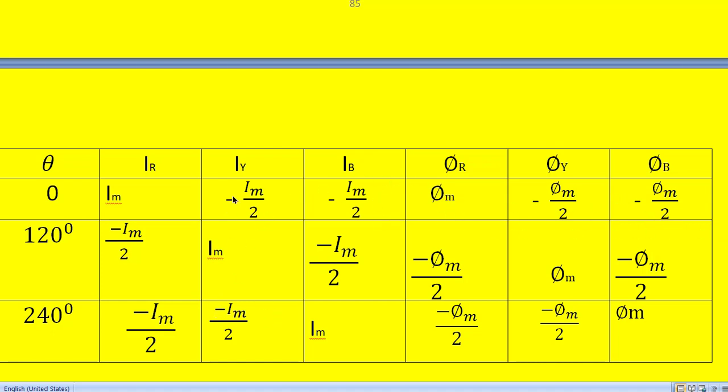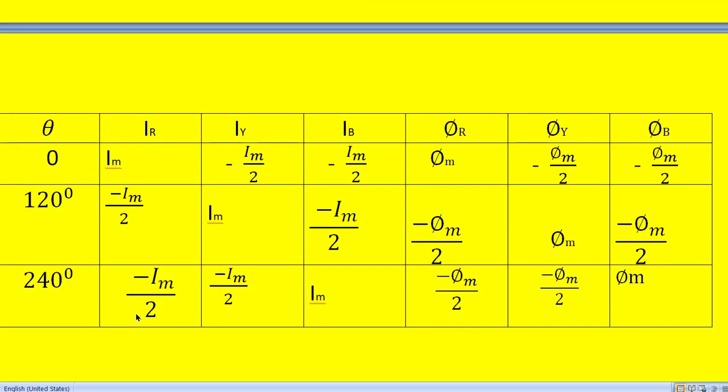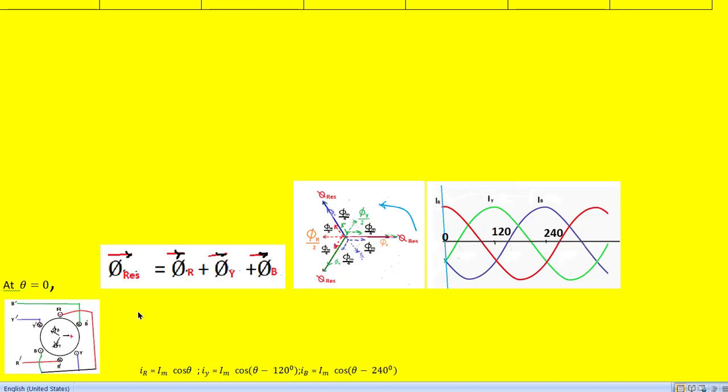But these three individual fluxes do not exist. So only the resultant flux we can see. To get the resultant flux, we have to add phi r, phi y and phi b. So at every angle we have to add to get the resultant flux, that is at 0 degrees, at 120 degrees, at 240 degrees. So let us see at 0 degrees what is going to happen. The formula for resultant flux is the vector sum: phi resultant is equal to phi r plus phi y plus phi b, all in vector condition.